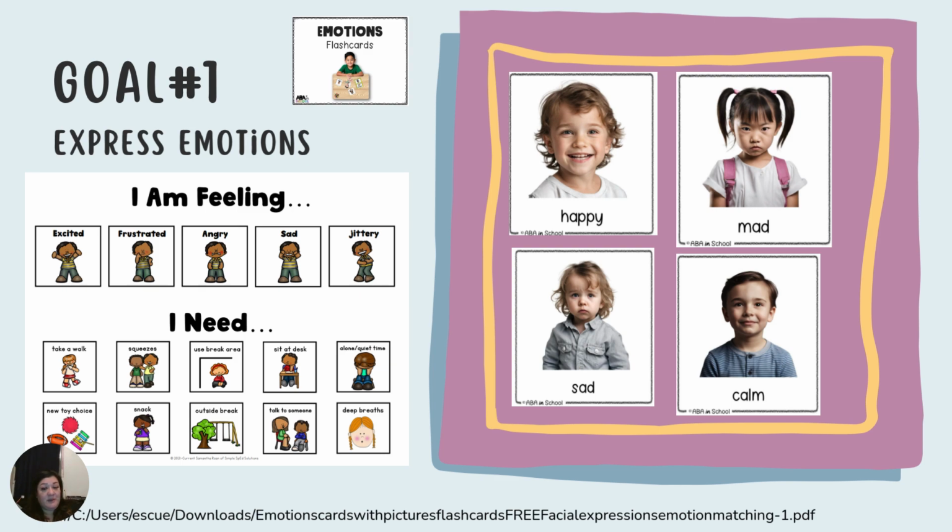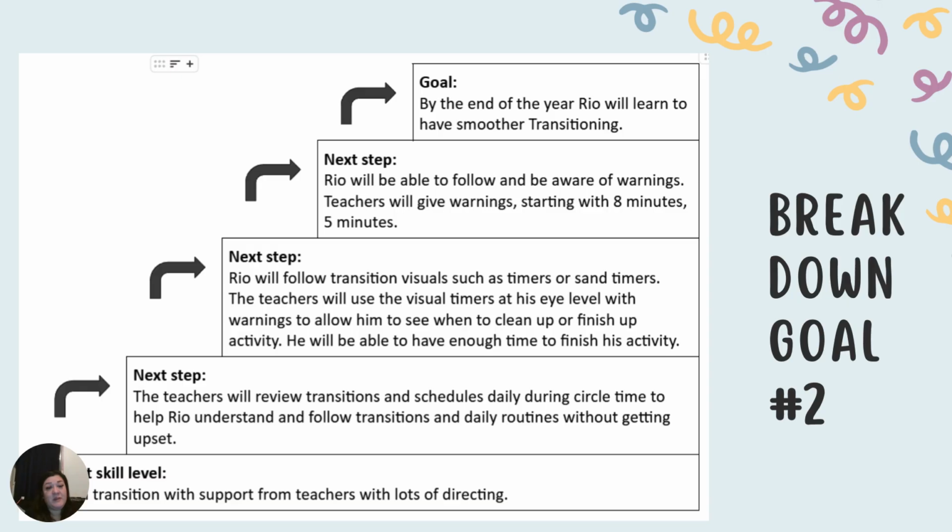And I got these from Teachers Pay Teachers for the preschool. And you can get them for free. So these are the main cards that they wanted to focus on: happy, mad, sad, and calm. And we also found "I am feeling," and he can point out that he's feeling frustrated, angry, or sad, and what he needs in that moment. And he can point out what it is.